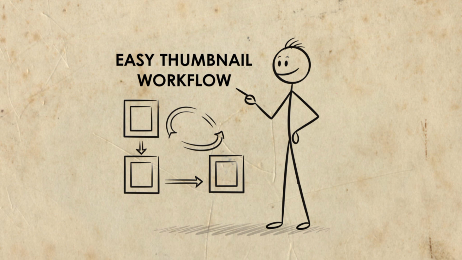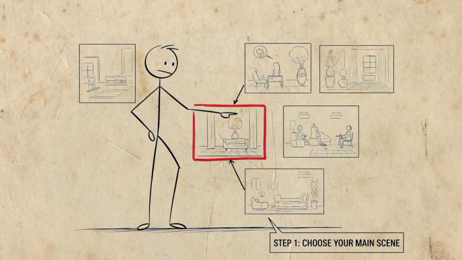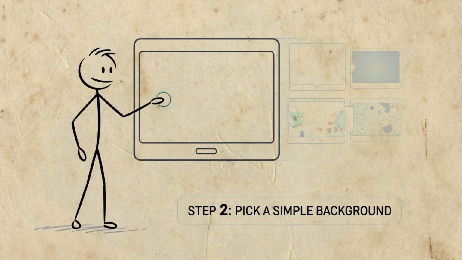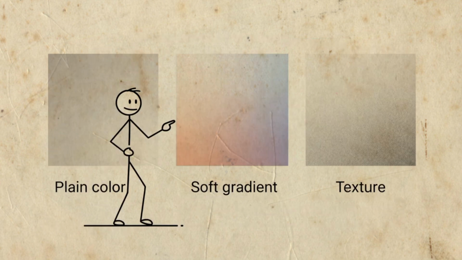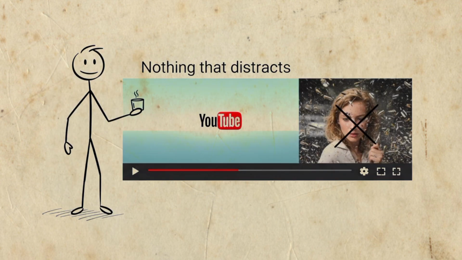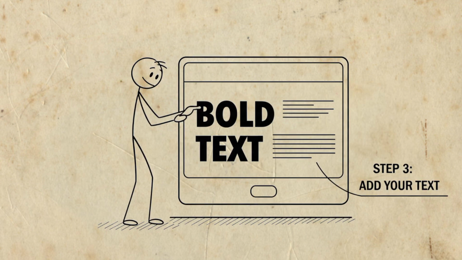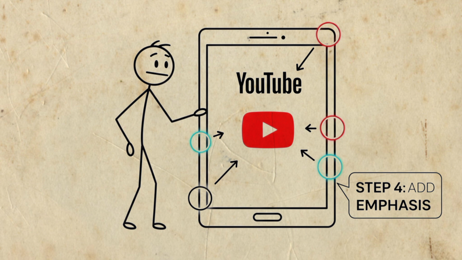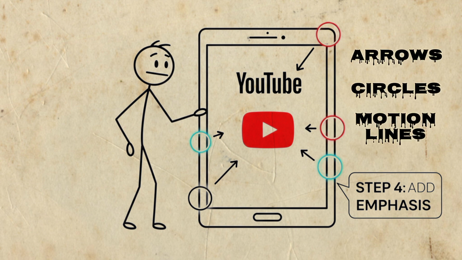Here is an easy thumbnail workflow you can follow every time. Step 1. Choose your main scene, maybe your main character at a computer if your video is about content creation. Step 2. Pick a simple background, plain color, soft gradient, or texture. Nothing that distracts. Step 3. Add your text, keep it short and bold. Step 4. Add emphasis, arrows, circles, or motion lines to point out the key part.